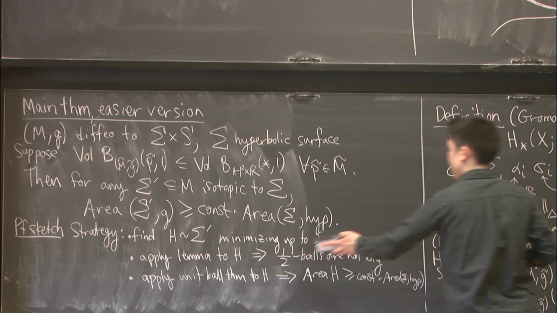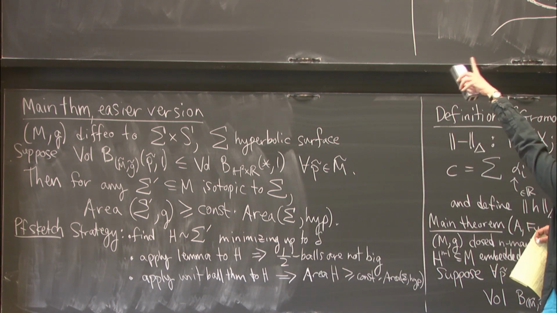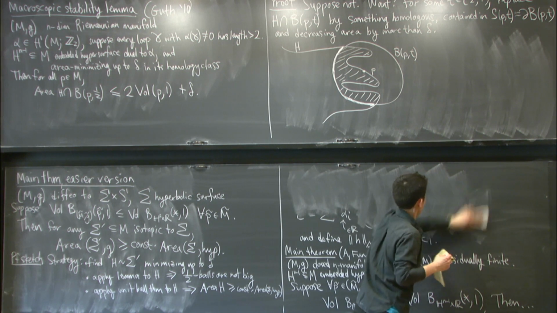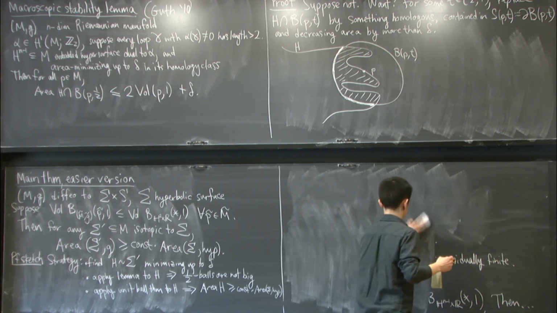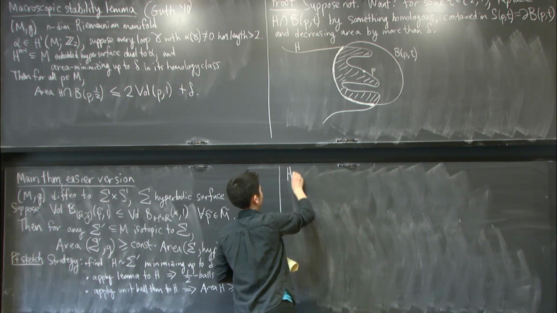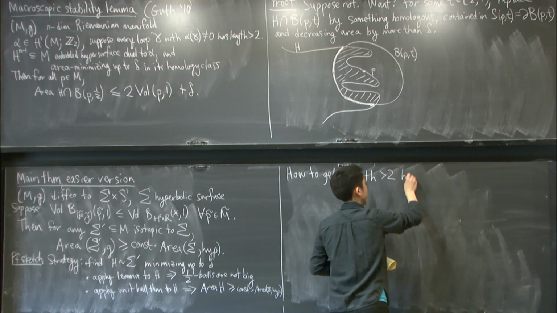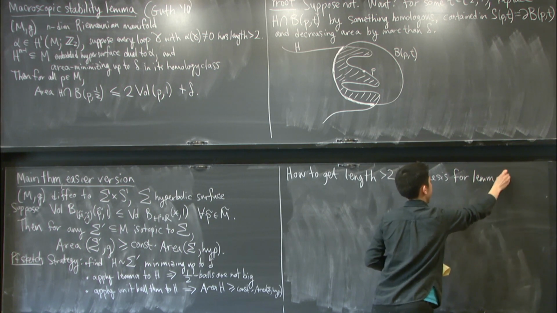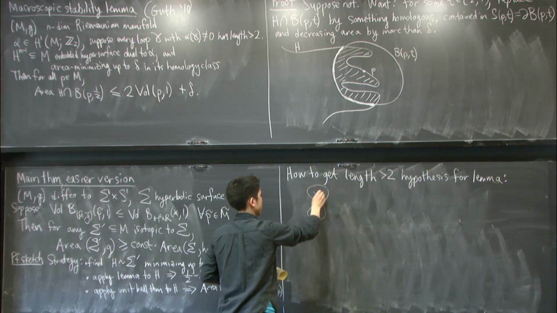So that's the strategy, but we need to say a little bit about why we can apply this lemma in relation to this length greater than 2 hypothesis that we need to use it. So, how to get the length greater than 2 hypothesis for the lemma. I'll try to draw a picture to show what's going on here.